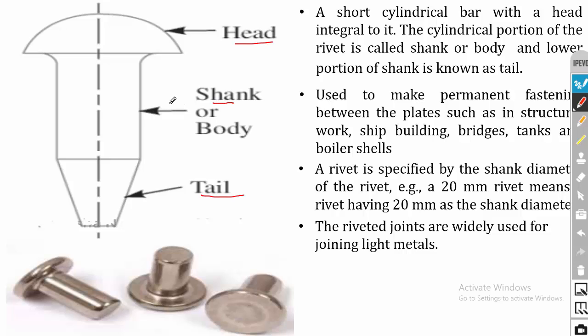In general, rivets are used in pressure vessels in olden days, and in some lightly loaded joints, because nowadays they are using welding for pressure vessels. In the ancient days, for boiler shells and pressure vessels, they used rivets for joints.